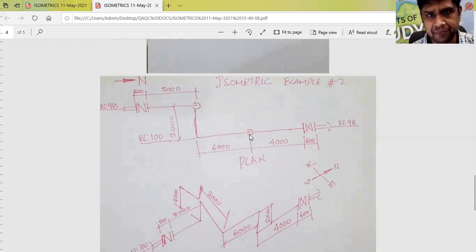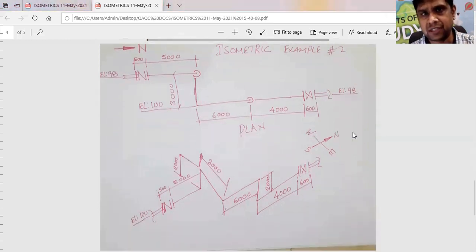Again there is an elbow here which shows the line is dropping down because the elevation is 100 here and 98 here. So it is dropping down and then it is going towards south-north by 4 meters, and then there is a gate valve and it's connected with the nozzle.